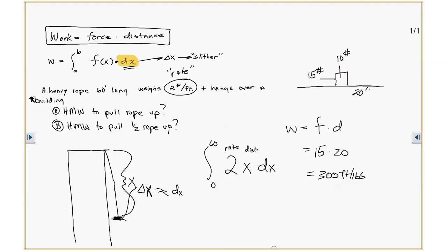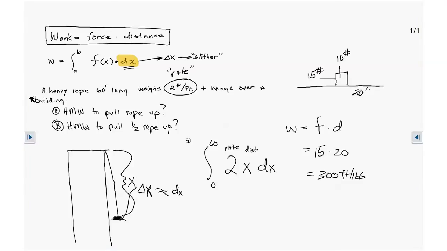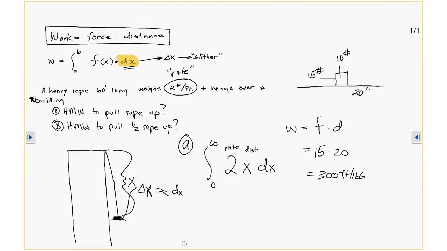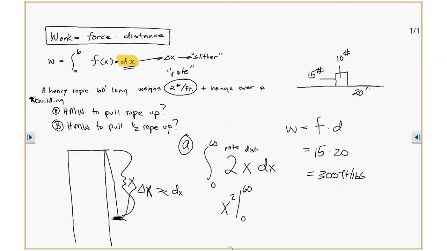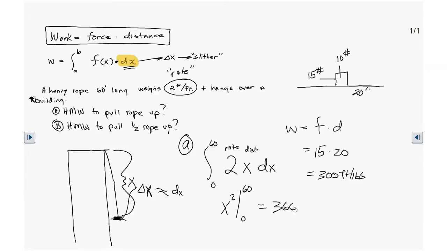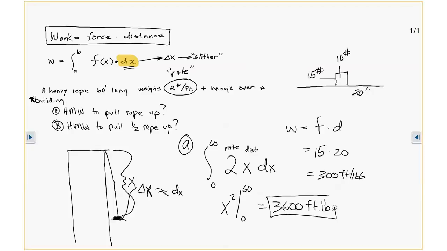So, part A is going to be this part. What is the antiderivative of 2x? Well, that would be 2x squared over 2, which ends up with x squared, evaluated at 0 and 60. I'll do 0 for you. So what do you come out with? 3,600 what? Foot-pounds. Work is always in foot-pounds.